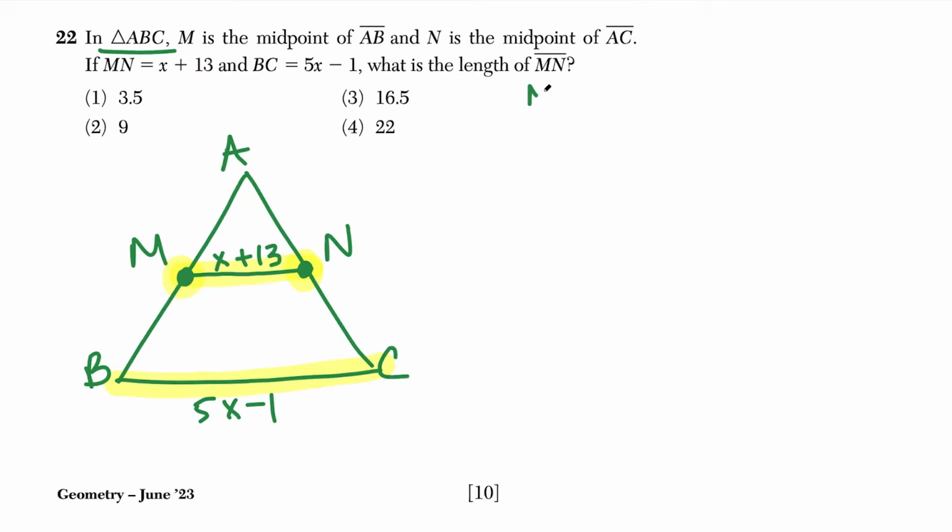I'll write that a little bit higher. So MN is equal to half of BC. So now I just plug in. MN was x plus 13, and this is going to be equal to half of BC, which is 5x minus 1.